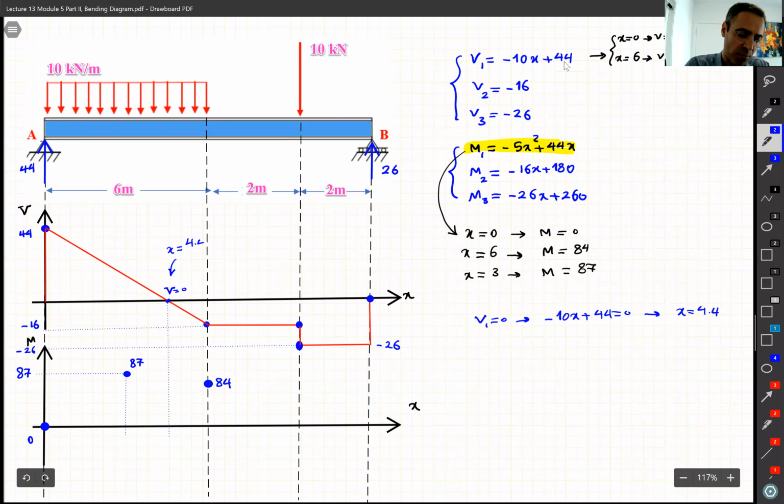4.4, all right? So I put this 4.4 into the M equation because remember we were looking to see what is M at this point, 4.4. It gives me M equal to 96.8.